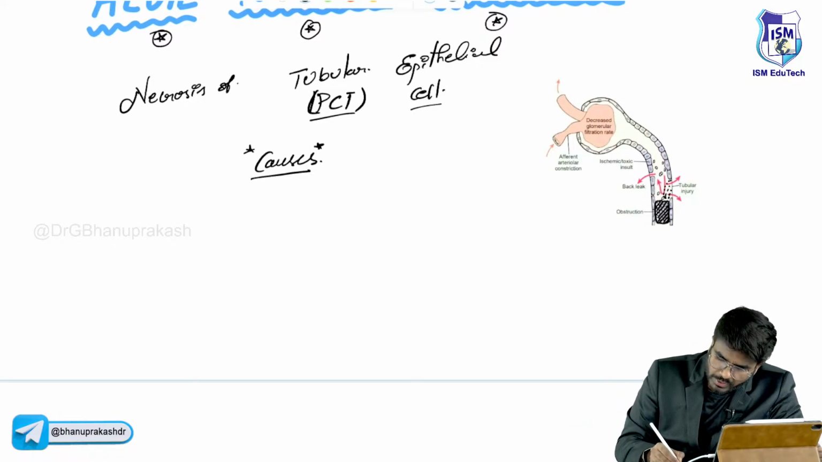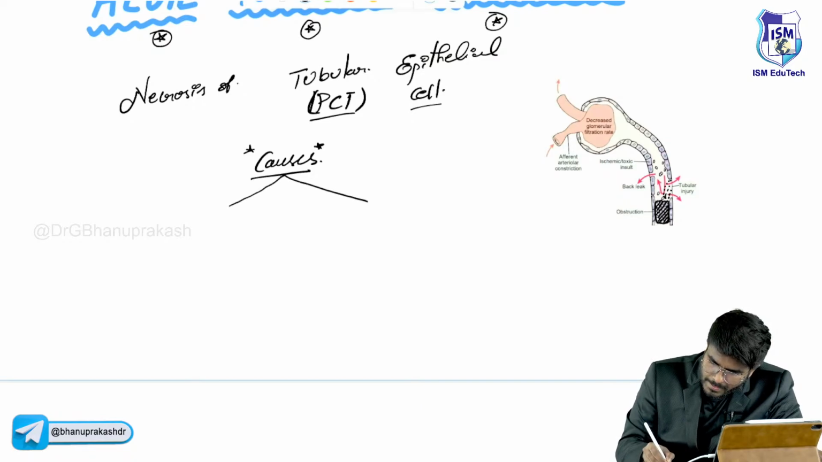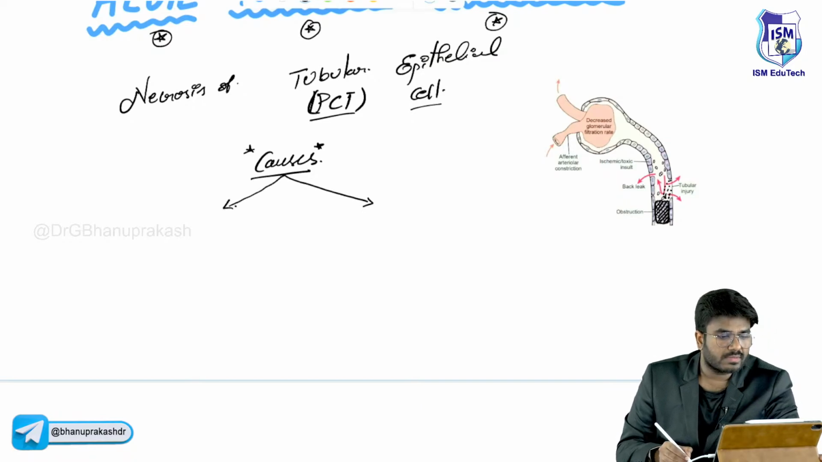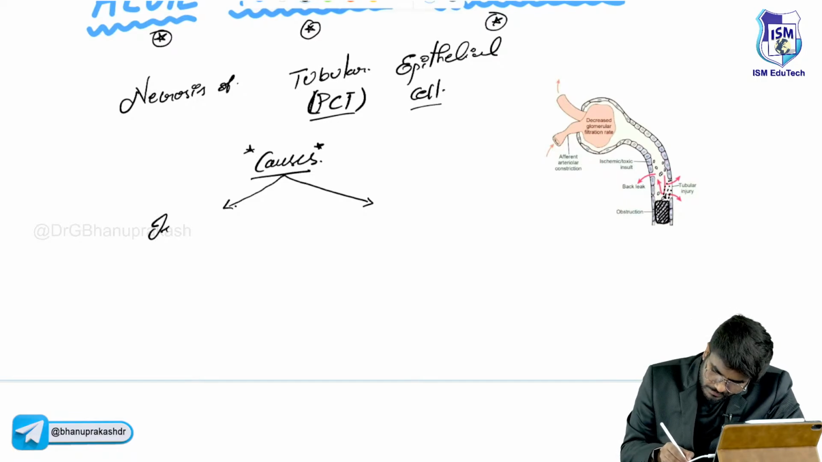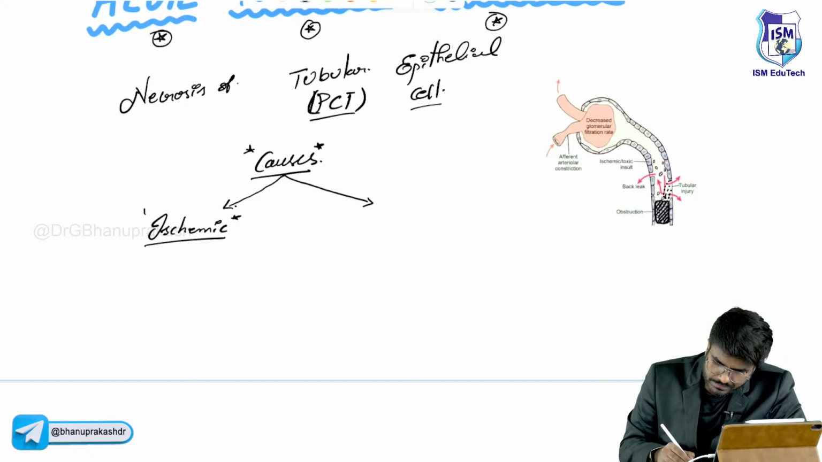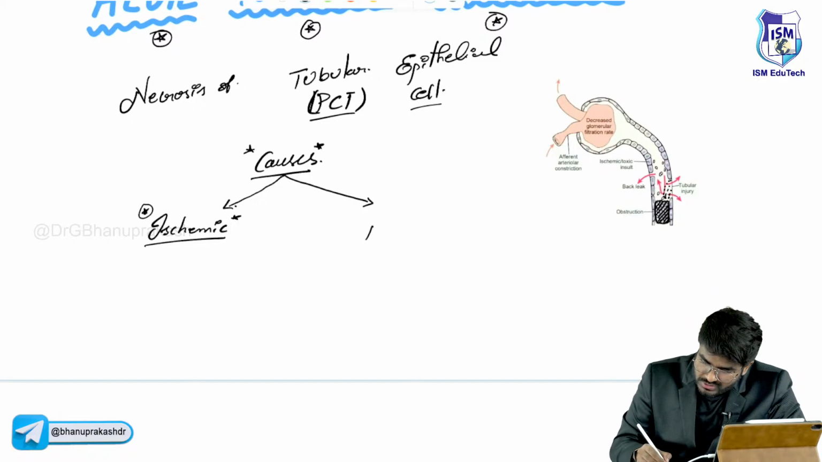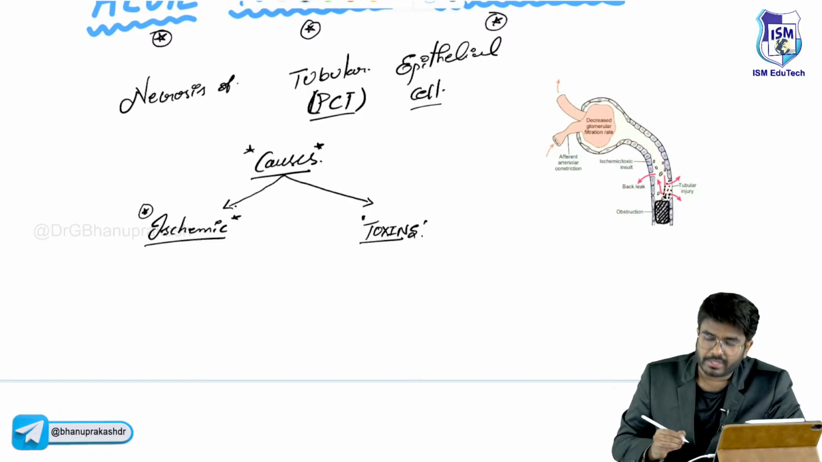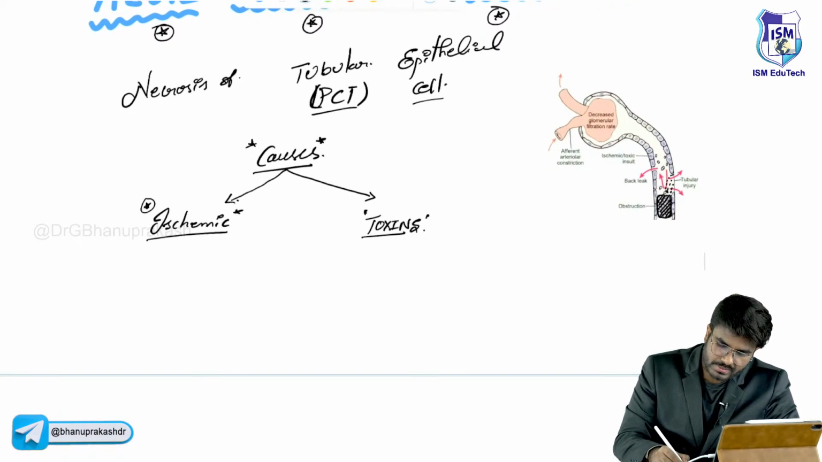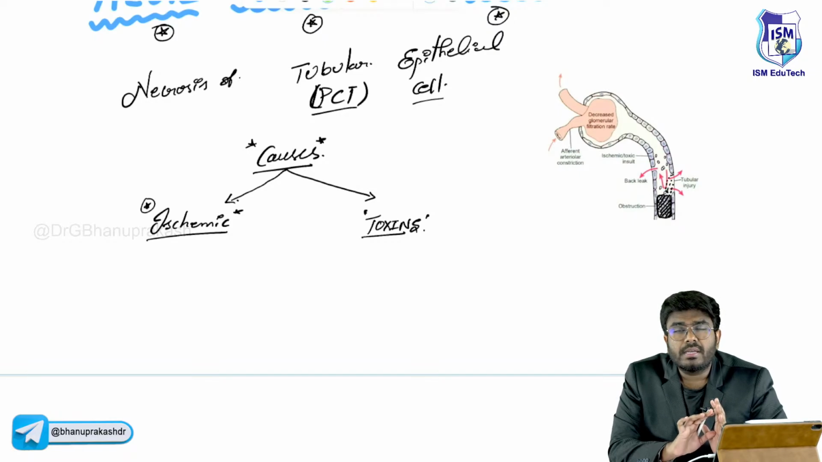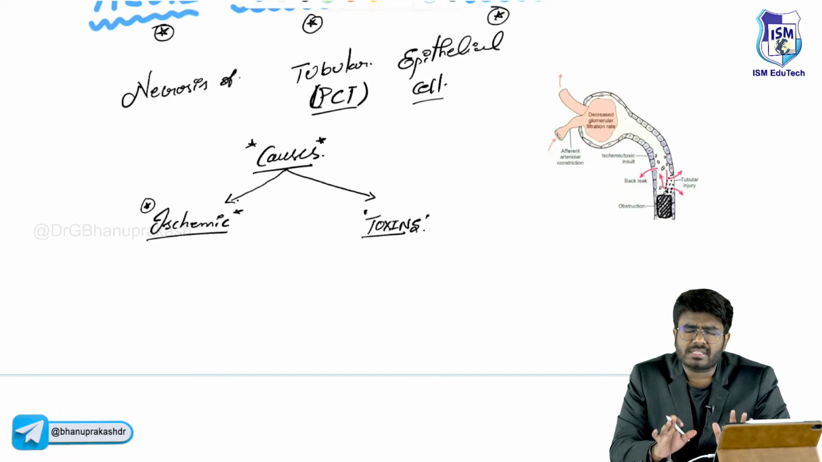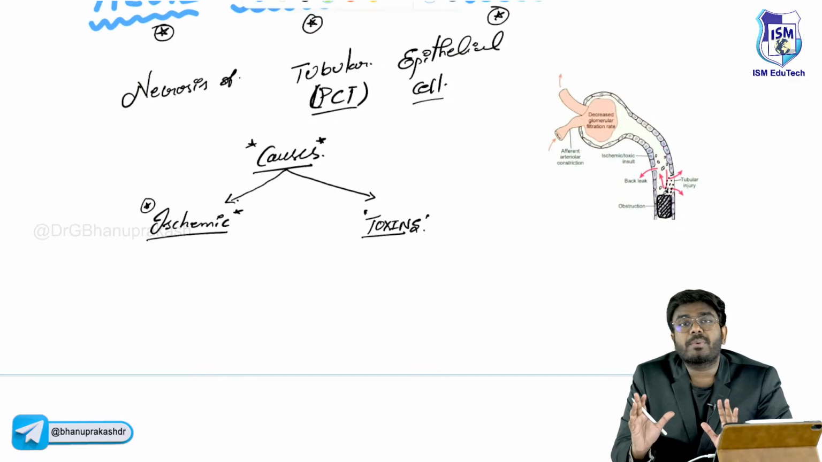Okay, there are 2 types of causes. One is ischemic causes. The other is toxin-mediated causes. So what exactly are the ischemic causes? There is decreased blood supply to the kidneys because of some reasons, and I will explain what those reasons are.